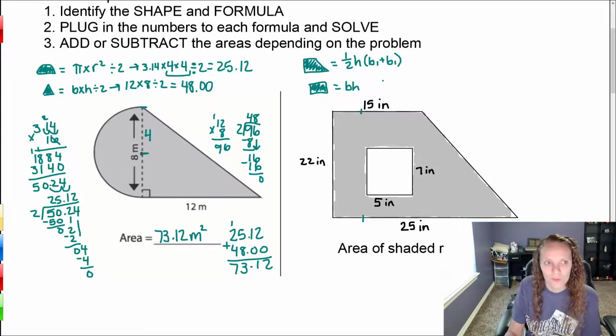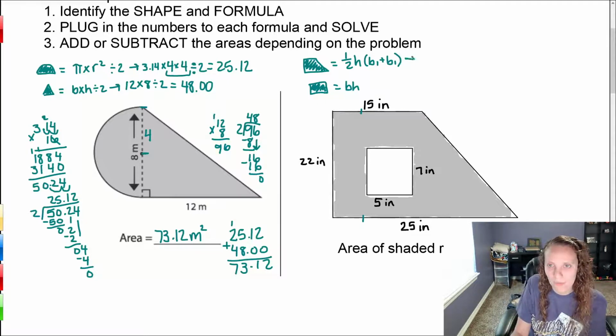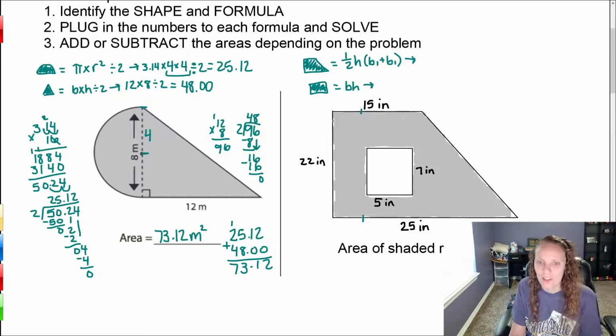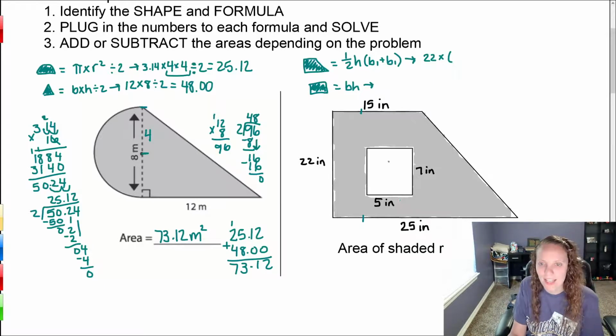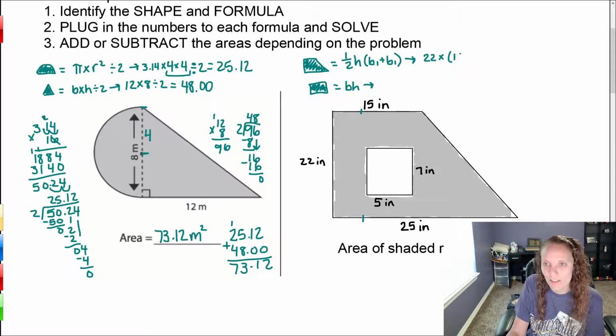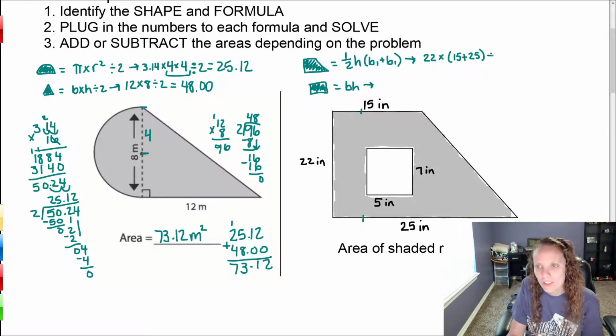So now that we know the formulas, let's go ahead and plug in the numbers that we know. So the height of the trapezoid is how tall it is. It's the side that connects the two bases together, and that is 22 inches. So we're going to do 22 times the bases added together. So our two bases are the parallel sides, which are 15 and 25. So we will add those two numbers together.